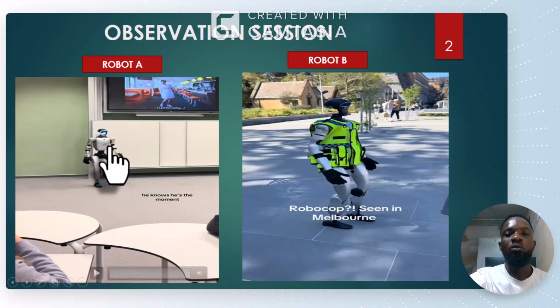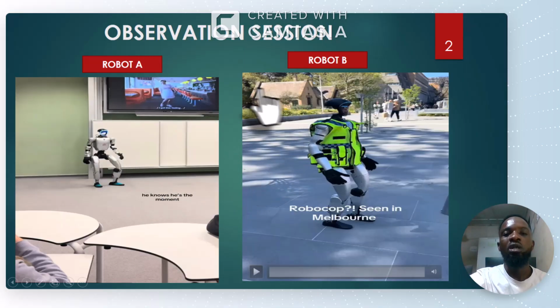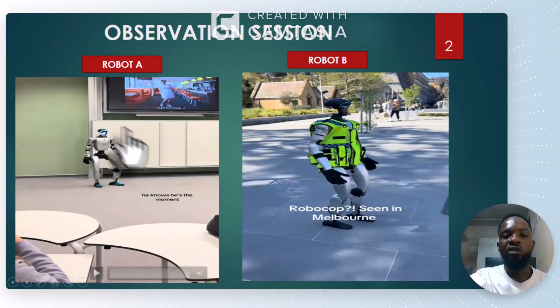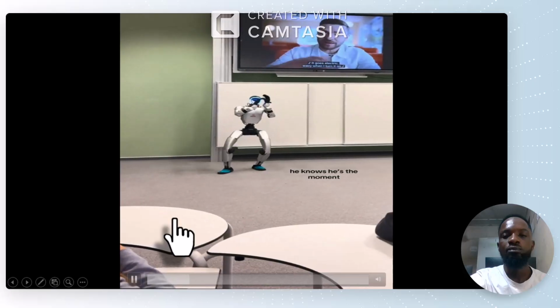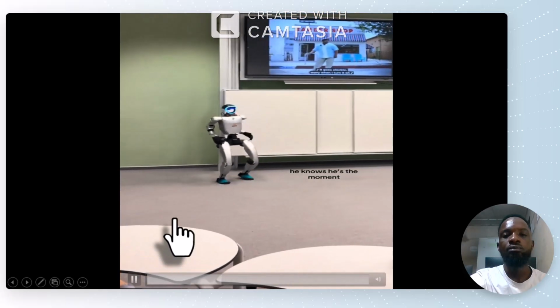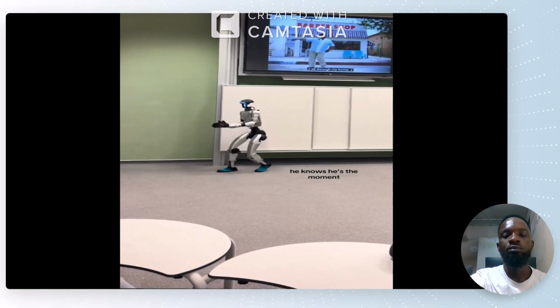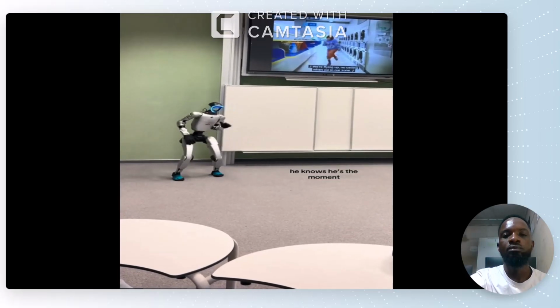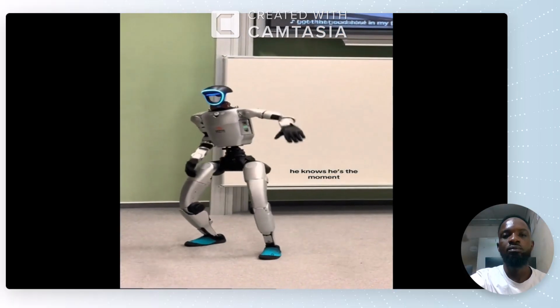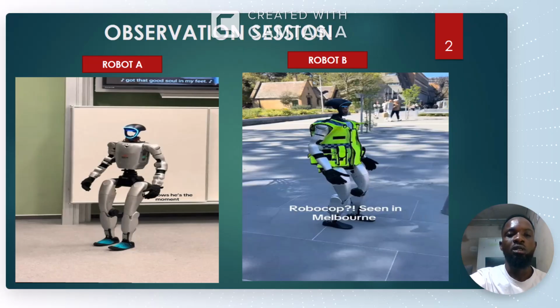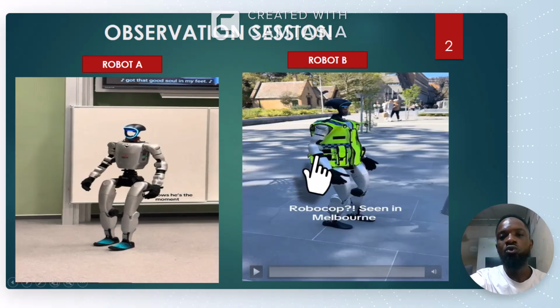Well, I have robot A and then I also have robot B here. Just like I said, we are to observe their actions carefully and then share our opinions on these two robots. So let's start with robot A. Well, that is that for robot A. Now let us also move to robot B and then observe its action.